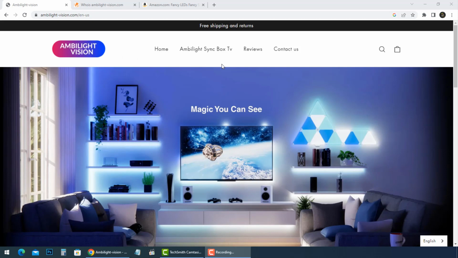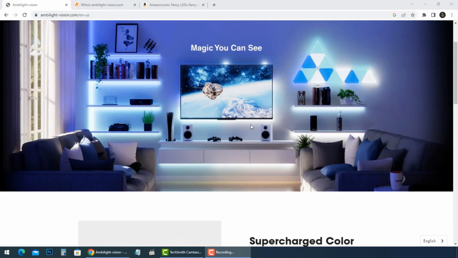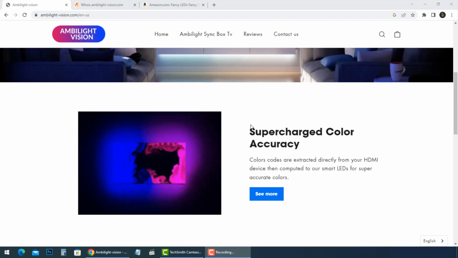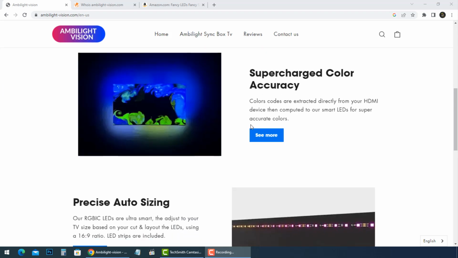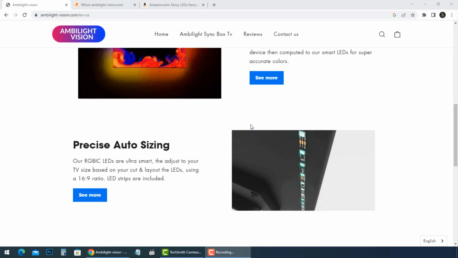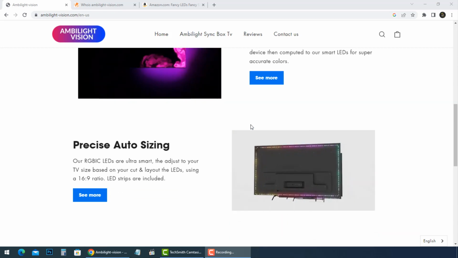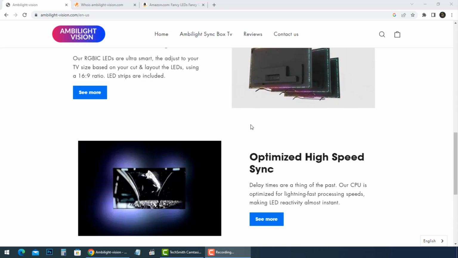Hi everyone. Many people get ads from social media for the Ambilight Sync Box TV, and they are asking about Ambilight-Vision.com, whether it is a scam or legit. Ambilight-Vision is an online site that retails an ambient TV backlighting sync box.